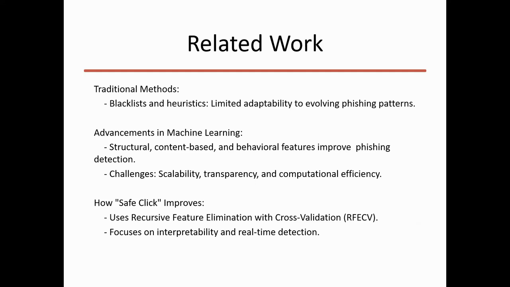Advancements in machine learning. Machine learning has improved phishing detection by using features categorized into structural, content-based, and behavioral features. However, while it has improved the detection of phishing URLs, it has some challenges, like how to scale the systems to large amounts of data, making the systems transparent to the users, and ensuring it works efficiently without heavy computational costs.